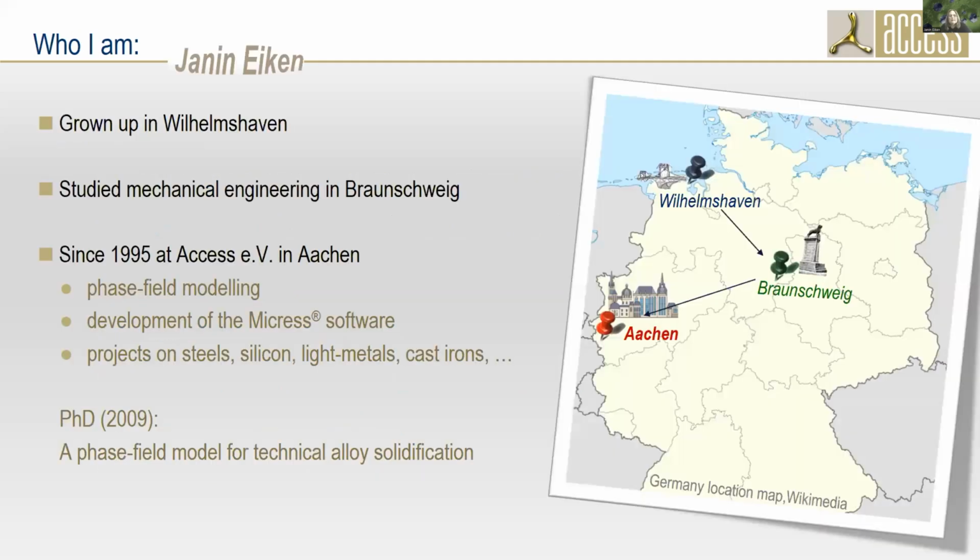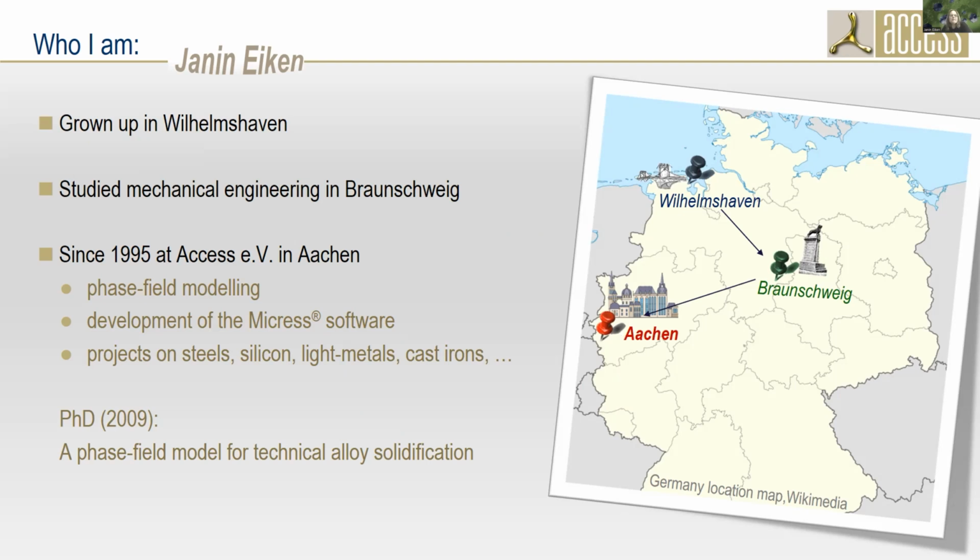So first, who I am. So I already said my name is Janin Eiken. I grew up in Wilhelmshaven, which is at the north coast. Jakob, can you see my mouse pointer? Yeah, we see it. Yeah. So okay. So I was growing up in Wilhelmshaven. Then I studied mechanical engineering at the Technical University in Braunschweig. And since 1995, I'm now working at MICRESS in Aachen.